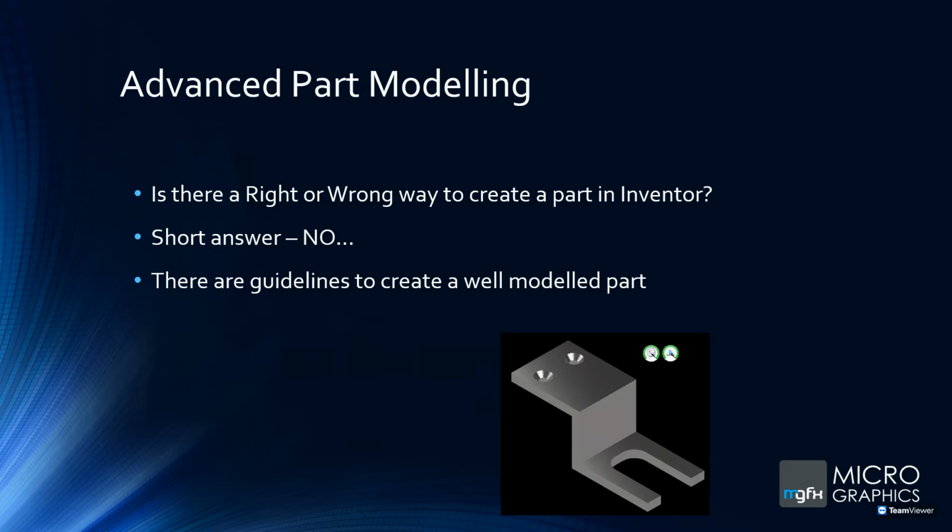What we're going to do today is give some guidelines to create what we call a well-modeled part, something that is predictive. If you change anything in the history model, then it's going to change the part according to the design intent that you were looking at.